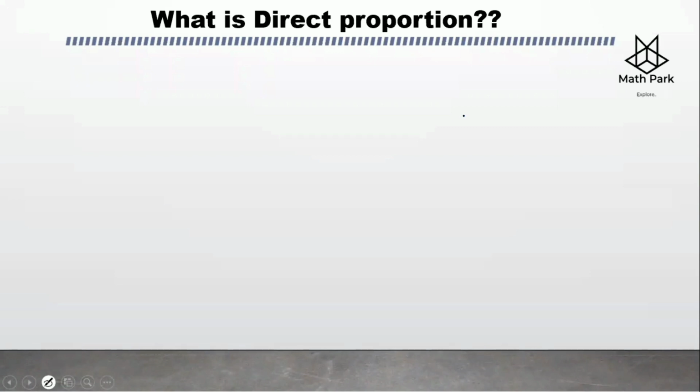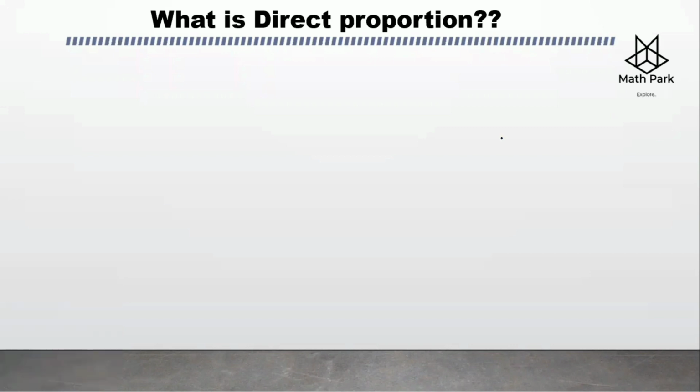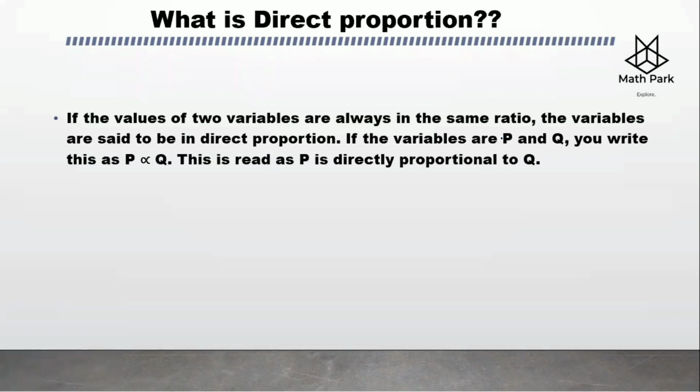When do we say that two quantities are in direct proportion? If one quantity increases, the other which depends on that also increases, it is a case of direct proportion. If one decreases, the other which is depending on that decreases, it is the case of direct proportion. So if two variables are having the same ratio, the variables are said to be in direct proportion.